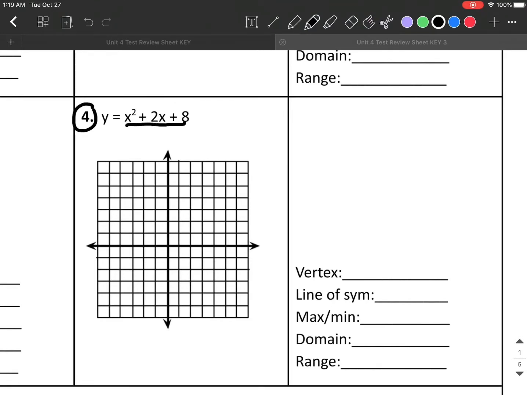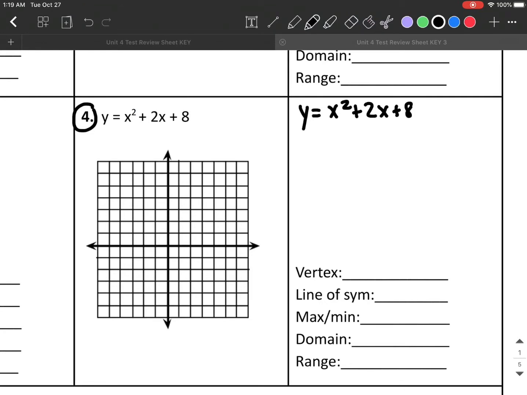I factored this thing. You can't factor it, so you can't use the x-intercept method. You need to use one of the other two methods, completing the square, or that x is equal to negative b over 2a. I like using completing the square. I think it's easier, so I'm going to use that. So I'm going to take this equation that's in standard form, and I'm going to change it to vertex form by completing the square, since vertex form is the easiest one for me to graph.